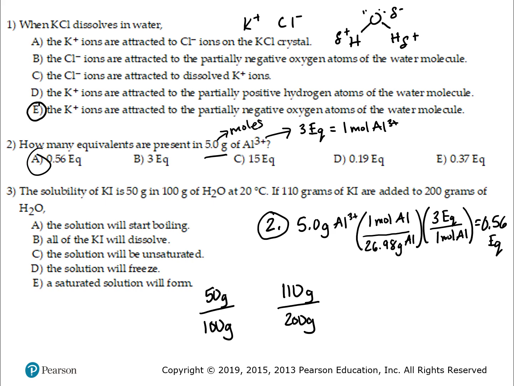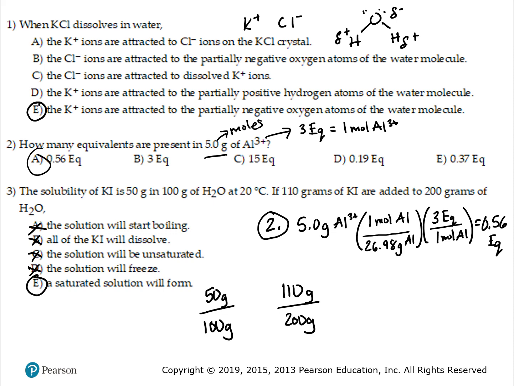Well, let's just go through these because we can eliminate a lot. The solution will start boiling. Well, that doesn't even make any sense. You're not going to add something to a solution to cause it to boil. All of the potassium iodide will dissolve and the solution will be unsaturated. Those say the same thing. And since the option of B and C is not an option, that means it can't be B or C. The solution will freeze. Again, you're not going to add an ionic compound and cause a solution to freeze. So just by the process of elimination, you can get to E.